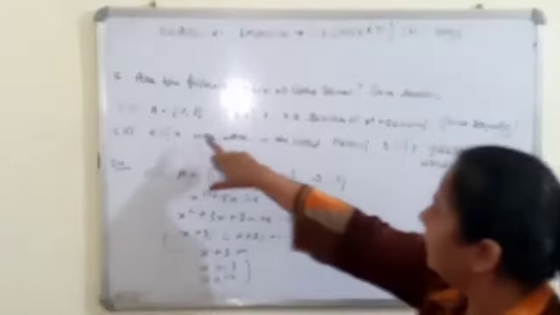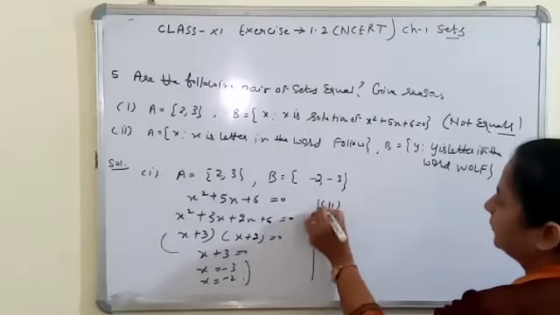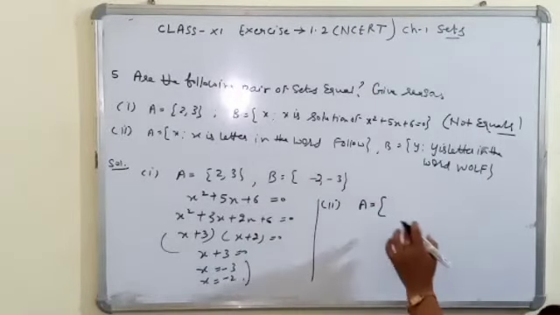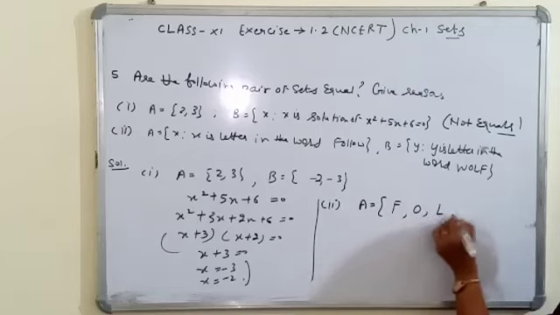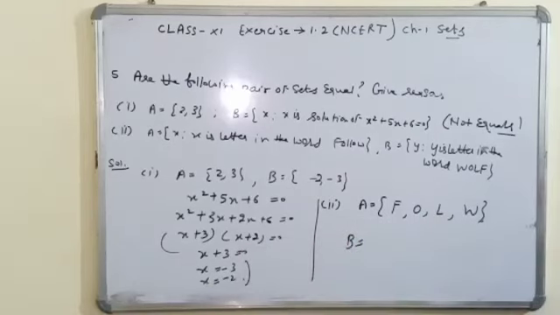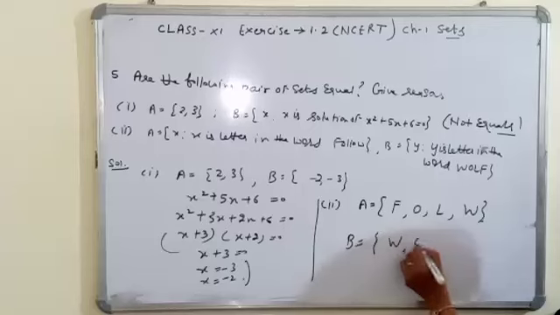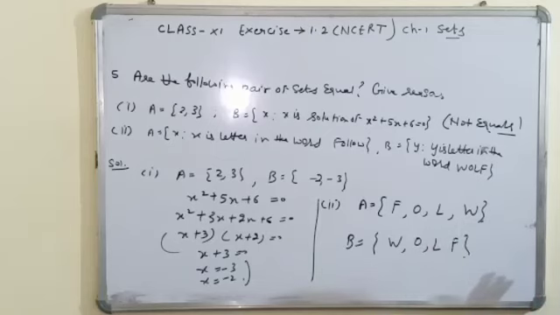Second question, A is x where x is a letter in the word follow. Set A has the elements of the letters in the word follow. In follow we can write the alphabets F, O, L, W. And set B is y where y is a letter in the word wolf. So in wolf we also have 4 alphabets. These are W, O, L, F.